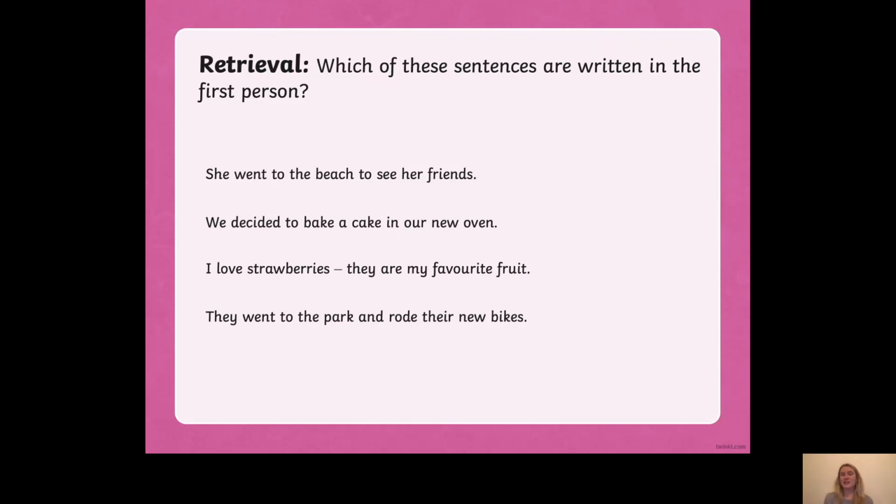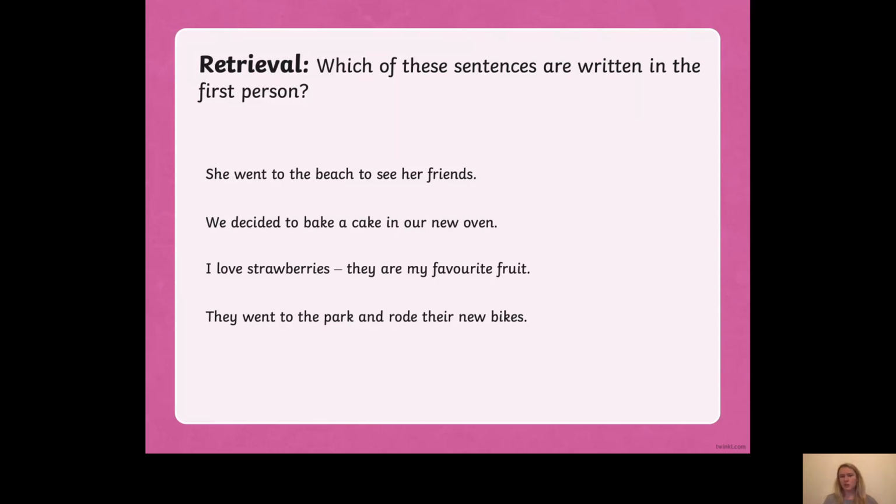Okay, Year 2, so let's go through them together. First one, she went to the beach to see her friend. Now, am I talking about myself here? No, I'm not, am I? I'm talking about somebody else. I'm talking about another girl that I'm referring to using the personal pronoun she. She went to the beach to see her friends. So therefore, that is not written in the first person.